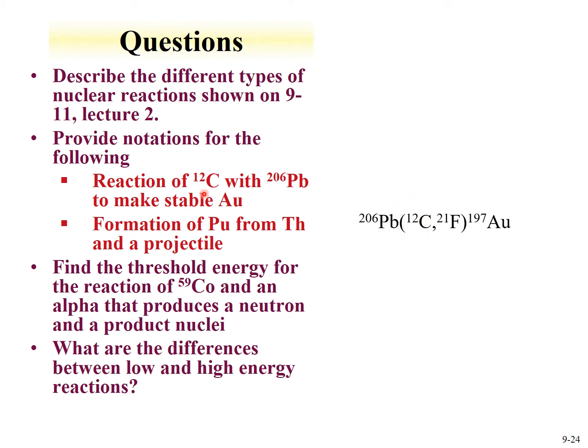You need to know what stable gold is. If you look in your chart of the nuclides, you'll see that gold-197 is the stable isotope. And then from there, the remaining material you can write as one isotope, and that would be fluorine-21.